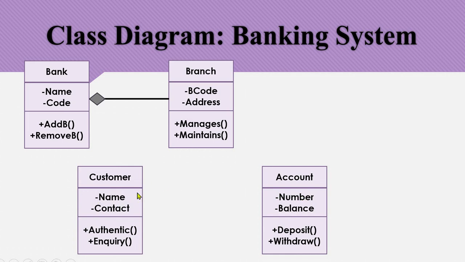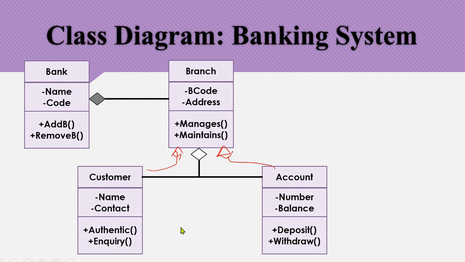In that case we can say that customer and account are linked to the branch with an aggregate relation. They are not a composite relation, because the branch will exist with the bank only, but a customer can go to another bank. In that case the account will be deactivated or deleted. So here the relationship is of type aggregate. This is the relationship of customer with branch, and this is the relationship of account with branch.